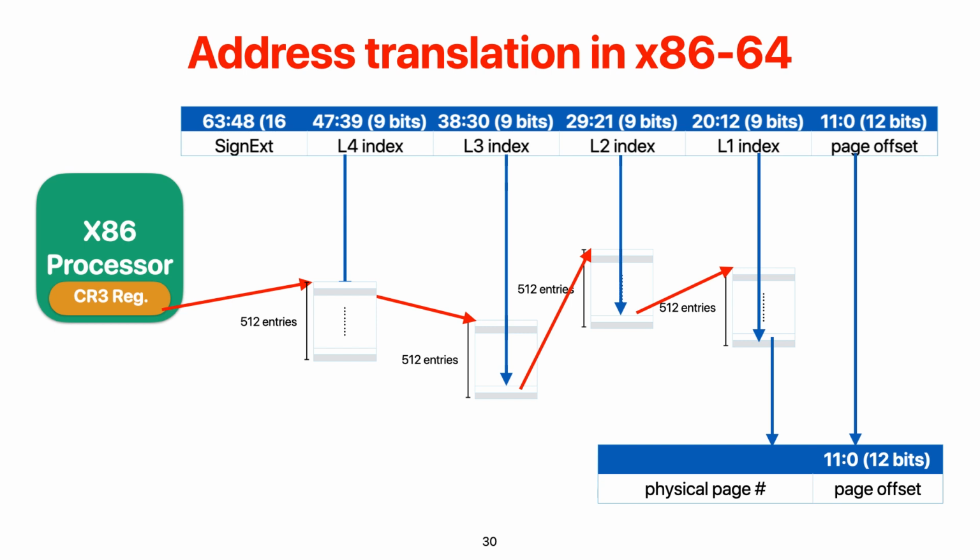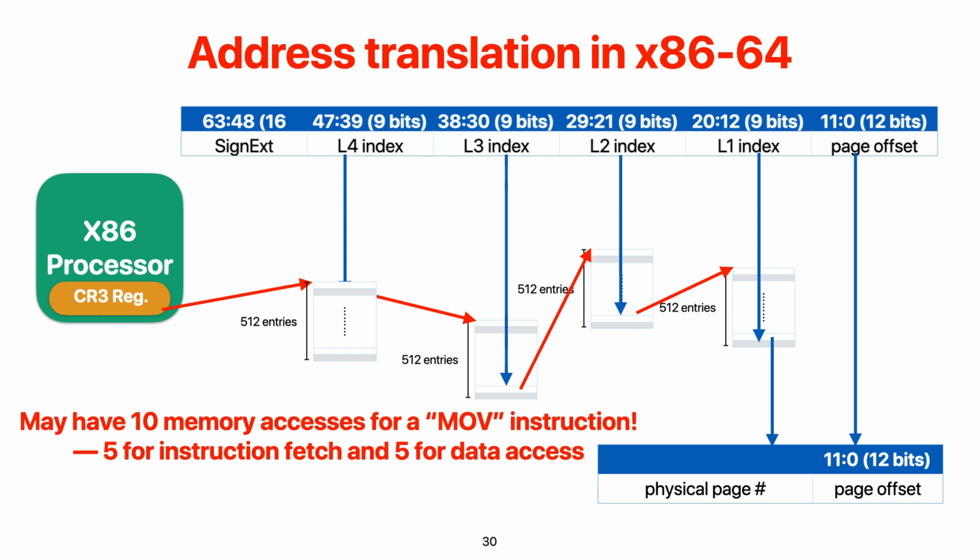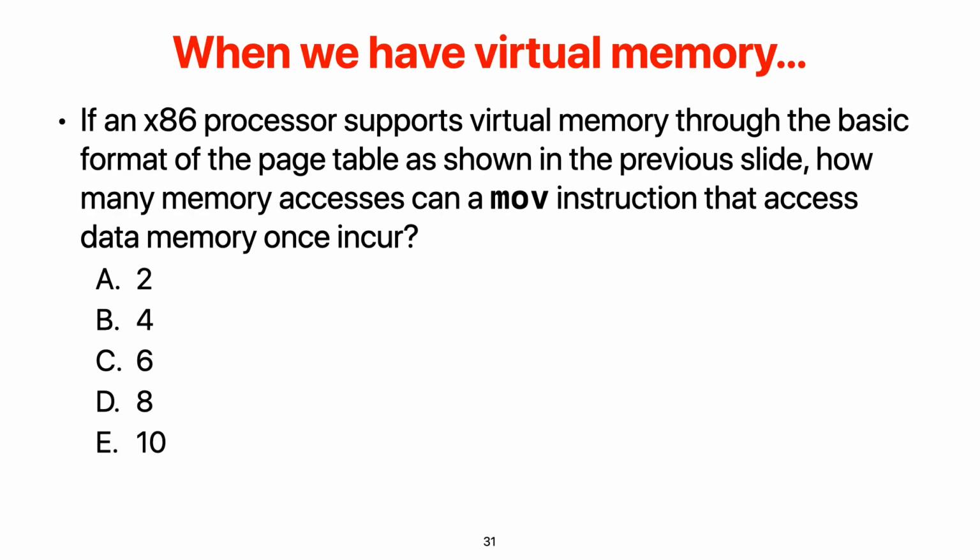However, remember, a data memory access instruction contains two real memory accesses, one for fetching the instruction itself and another for the data access. Each of these would require 5 memory visits. So it would cost a total of 10 memory accesses in your system in the worst case scenario if nothing is cached. So with virtual memory, an instruction in the worst case will need 10 memory accesses.